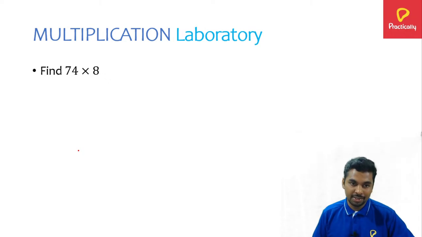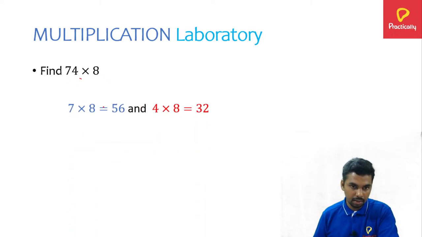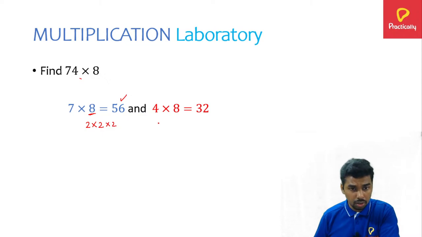Okay. So now we are going to go to the multiplication laboratory and see how the multiplication works. Suppose we want to do a multiplication of a two-digit number by a single digit, say 74 multiplied by 8. What we do is 7 times 8 and 4 times 8. 7 times 8, most of us know the table, it is 56. If you don't know the table also, it's fine. You can easily do it, because 8 is equivalent to 2 multiplied by 2 multiplied by 2. So you double 7, it is 14. 14 doubled is 28. 28 doubled is 56. That is another way of doing it. 4 multiplied by 8 can also be done similarly. The answer is 32.